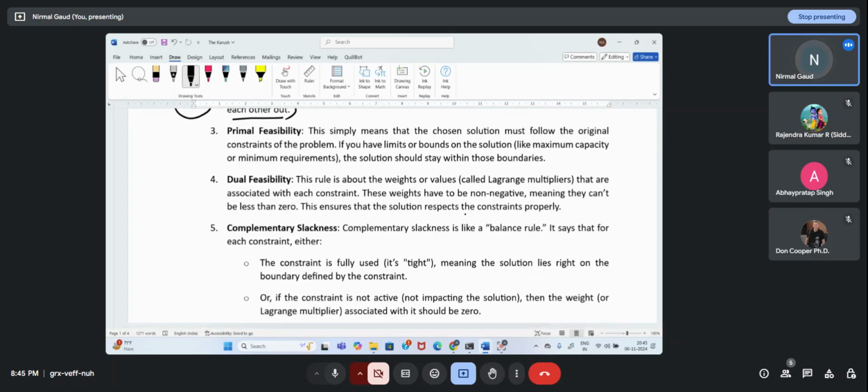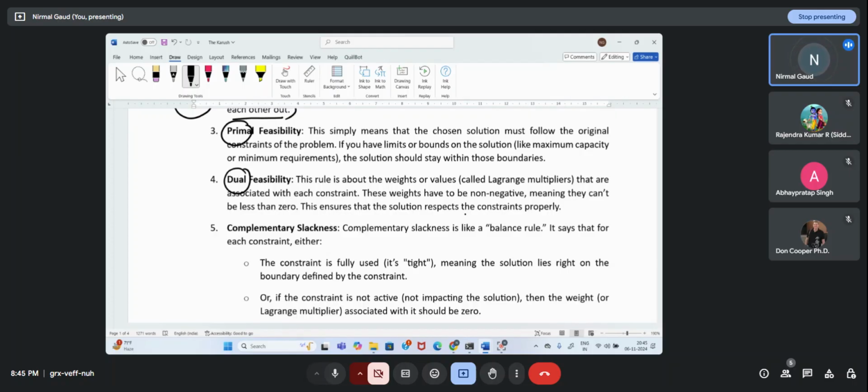Okay, there will be primal problem, there will be dual problem. Okay, we have studied yesterday. Primal problem is the initial optimization problem. Dual problem comes after primal problem.